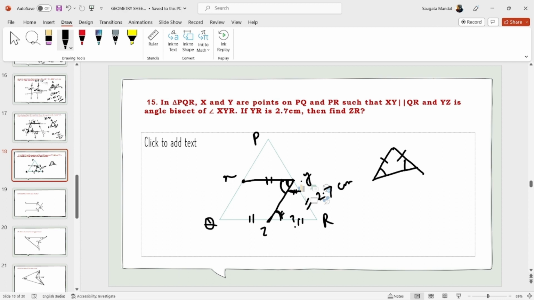That means if the value of YR is equal to 2.7 centimeters, then obviously the value of ZR is also 2.7 centimeters. Now what is the value of ZR? What is the value of ZR? 2.7 centimeters. Is it clear to all? I think it is clear to all.